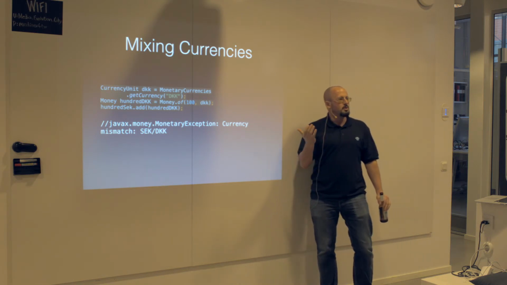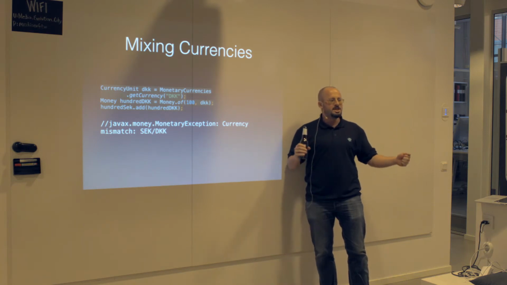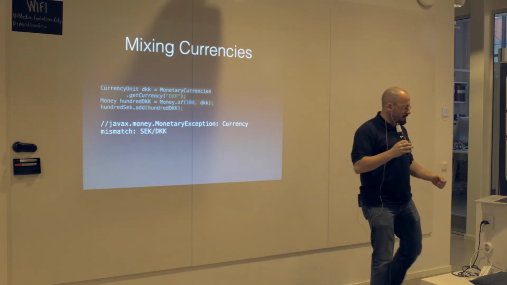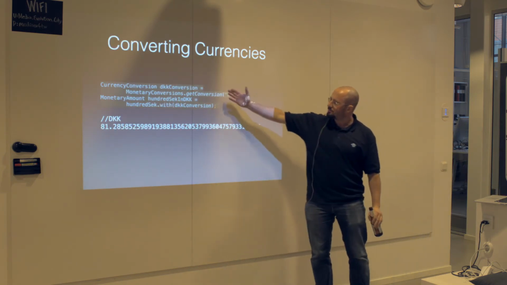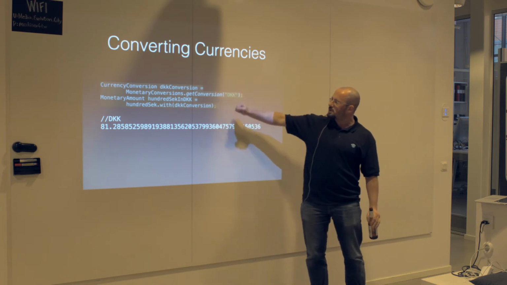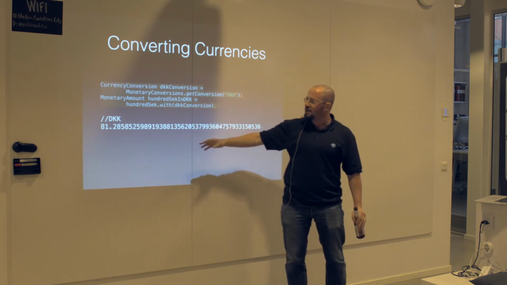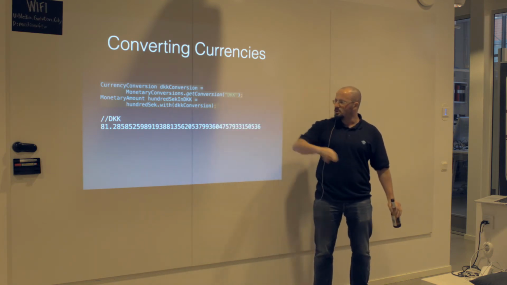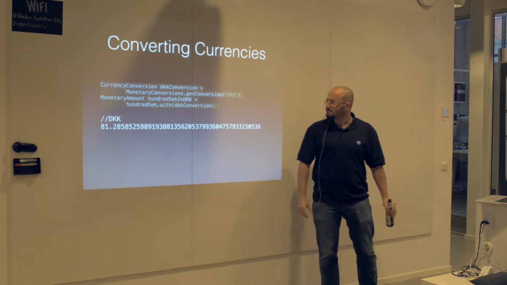Of course, sometimes we do want to do it. If I want to calculate my total net worth, and I have 10 Swedish and 10 Danish, I do want to convert them to the same currency. And the API has support for that by using monetary conversion to get the conversion for Danish, and then I translate my 100 Swedish kronas into Danish. And that's the value I got yesterday, I think. Yes, yesterday.